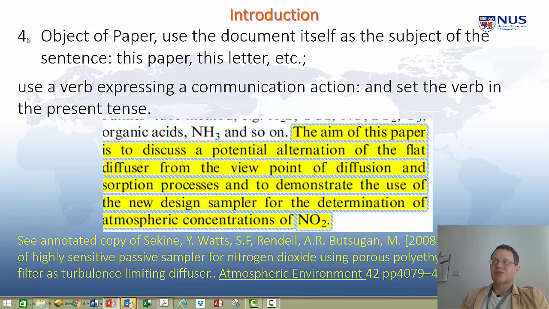And finally, the object of the paper. Use the document itself as the subject of the sentence: this paper, this letter, this work, and use a verb expressing a communication action and set the verb in the present tense. From the paper that we've been looking at, the aim of this paper is to discuss a potential alternation of the flat diffuser from the viewpoint of diffusion and absorption processes, and to demonstrate the use of a new design sampler for the determination of atmospheric concentration of NO2.